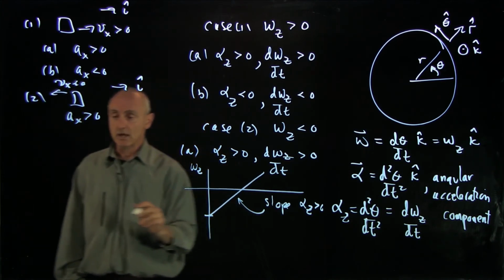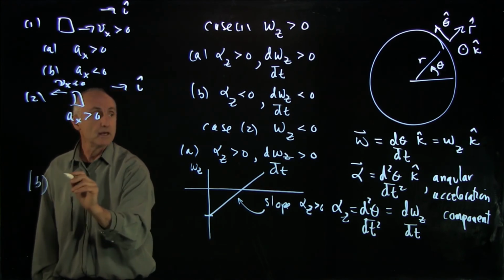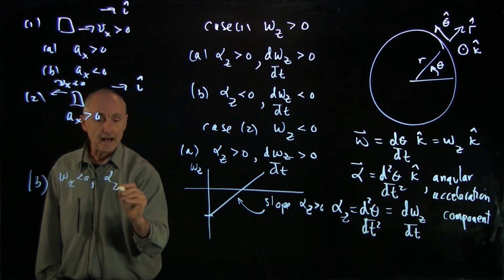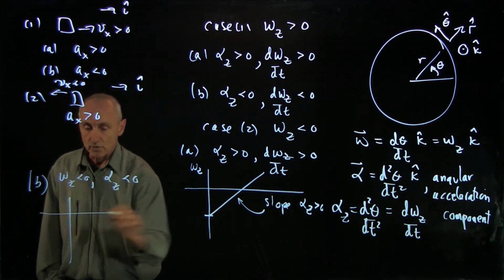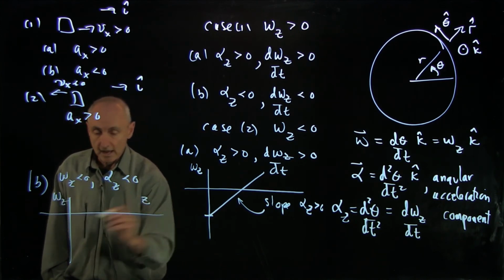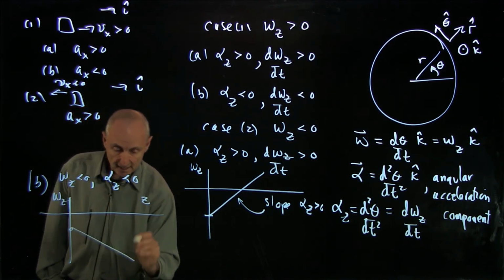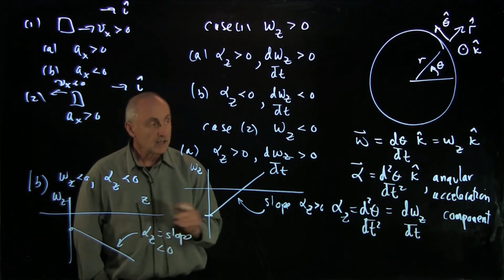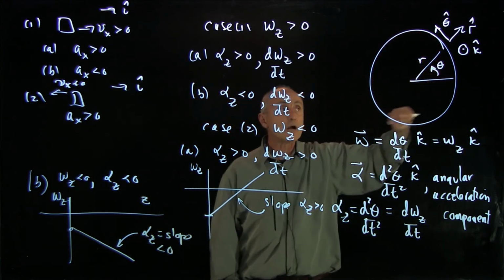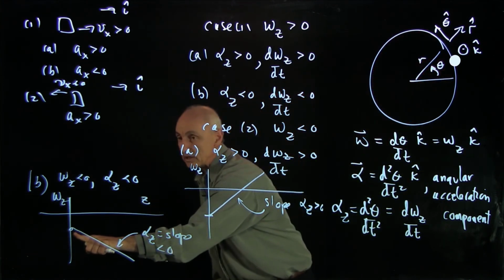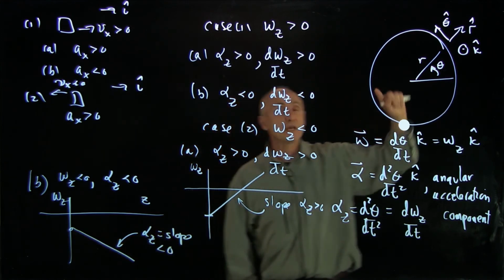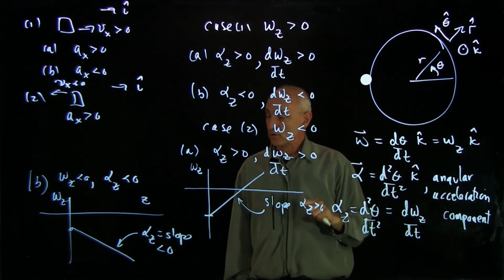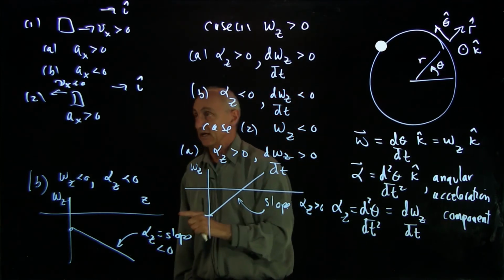Now, our final case, and I'll put it down here, B, is again where omega z is negative and alpha z is negative. It's always helpful to see this immediately with the graph. Omega z is negative. Here, alpha z, which is the slope, is also negative. This corresponds to an object moving in the clockwise direction. And actually, its speed is increasing because alpha z is negative. So it's going faster and faster in the clockwise direction, even though alpha z is negative.